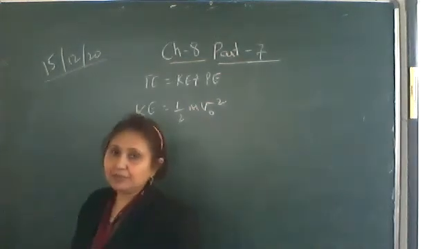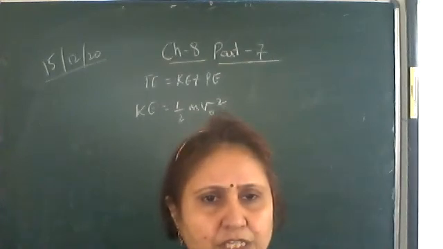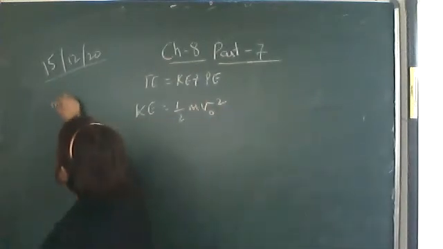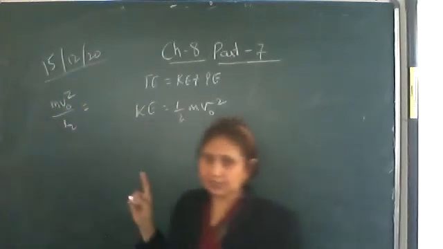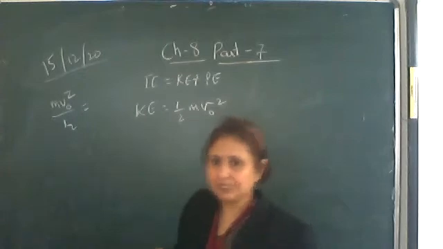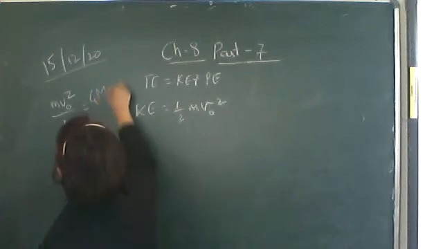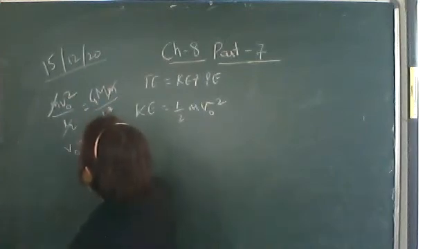The gravitational force provides the necessary centripetal force, and the necessary centripetal force is m v square upon r. So m into v naught square upon the orbital radius. This r is the orbital radius, that is capital R plus h, the radius of the Earth plus the height, equal to GMm upon r square. So m cancels out from both the sides, and v naught is equal to under root GM upon r.